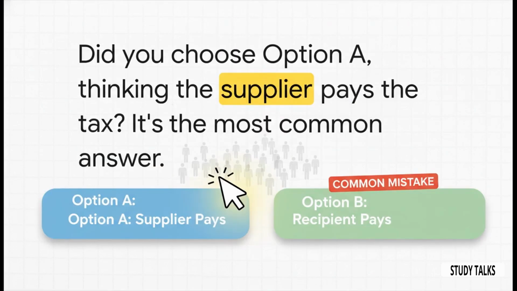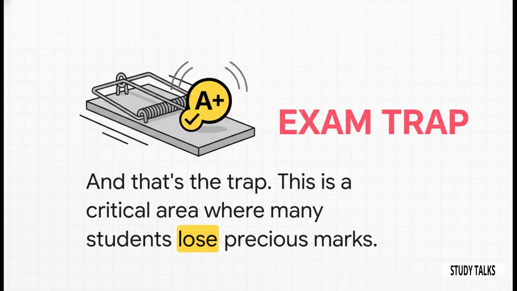So, did you go with option A? Did you think, well, obviously the supplier, Advocate Legal Services, has to pay the tax? And hey, if you did, you're in good company. It's the most logical, most common answer. It just feels right. And that is exactly the trap. This is one of those spots where so many students bleed marks, not because they're clueless, but because they miss this one crucial twist. Today, we're going to make sure you sidestep this trap completely.